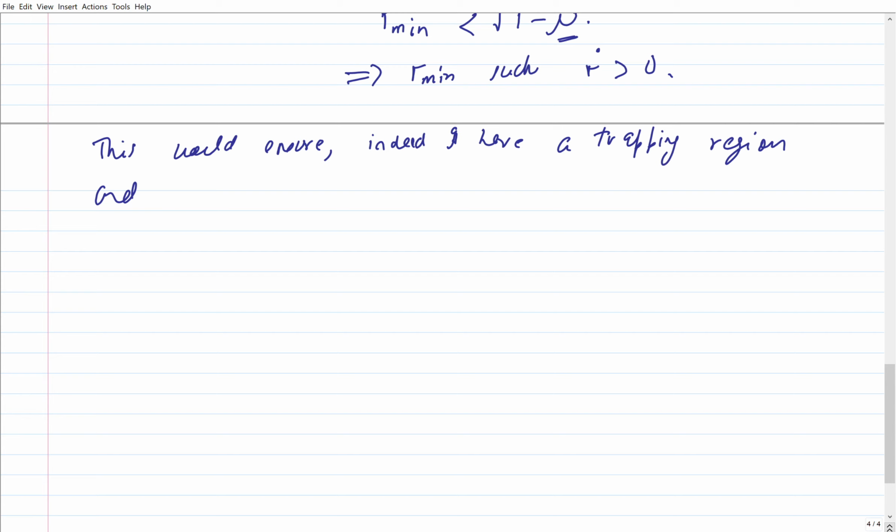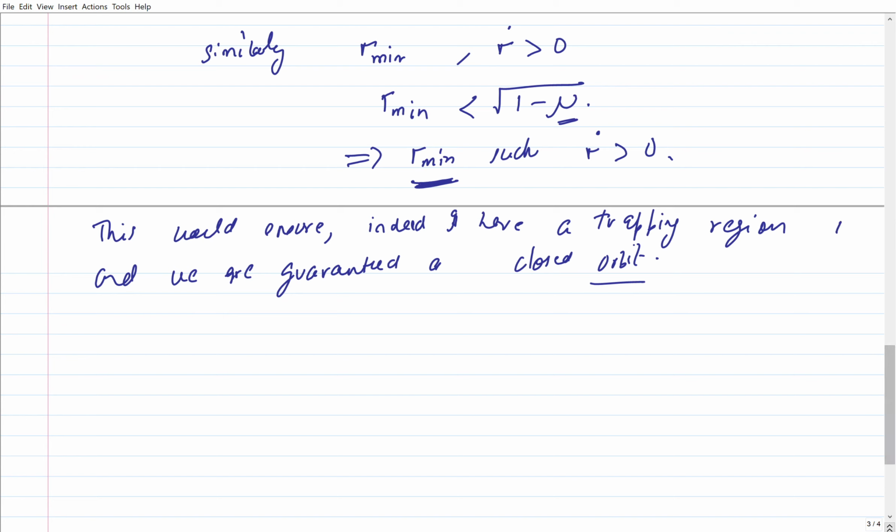And for a smooth vector field with no fixed points, we already ruled out the fixed point with some small r min, and also a trapping region where the vector field is always pointing inwards at the boundary, pushing the trajectory back in the trapping region, we are guaranteed a closed orbit.